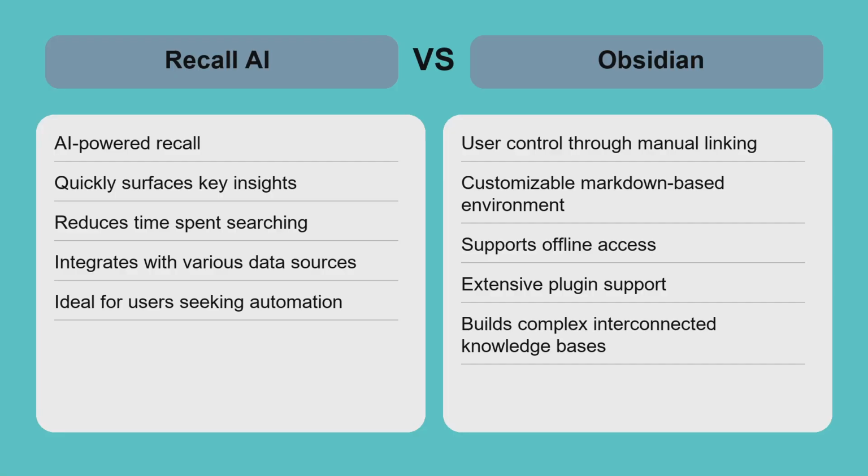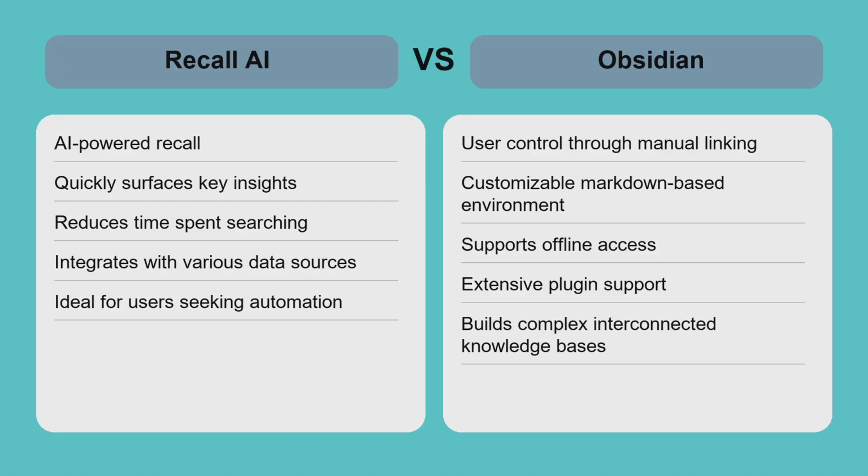Recall AI and Obsidian serve different approaches to knowledge management. Recall AI excels in automating recall by using AI to highlight and retrieve relevant information quickly, making it perfect for users seeking efficiency without heavy manual input. Obsidian, on the other hand, offers unmatched customization and control with its markdown-based linking system, ideal for users who want to build detailed, interconnected knowledge bases.